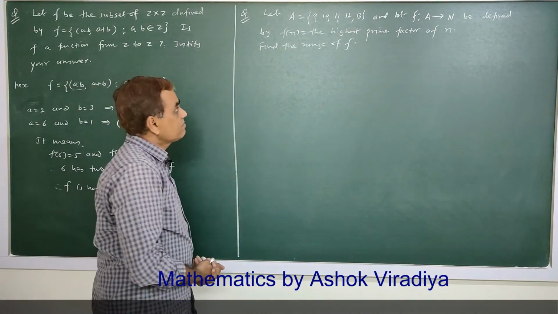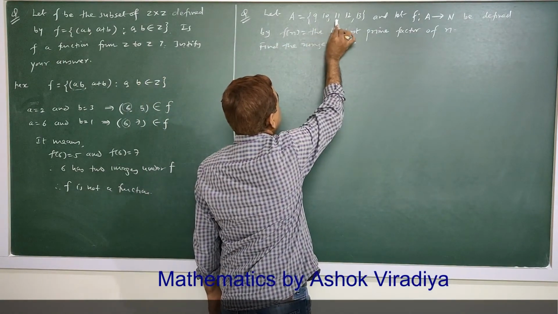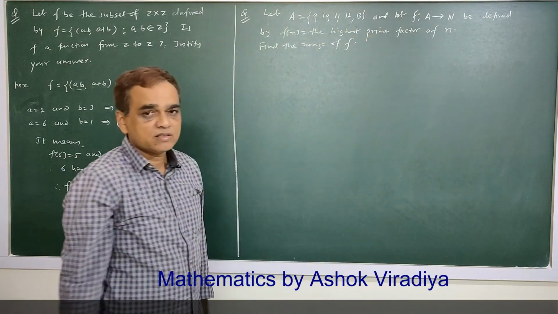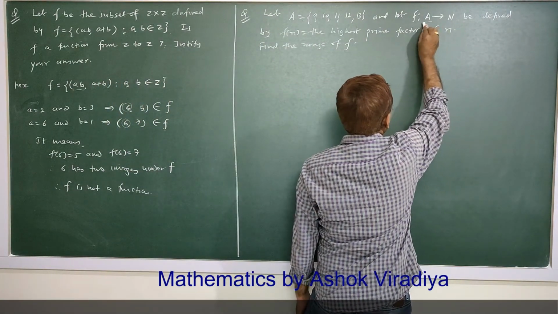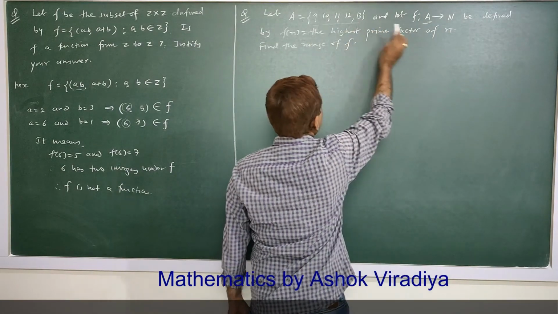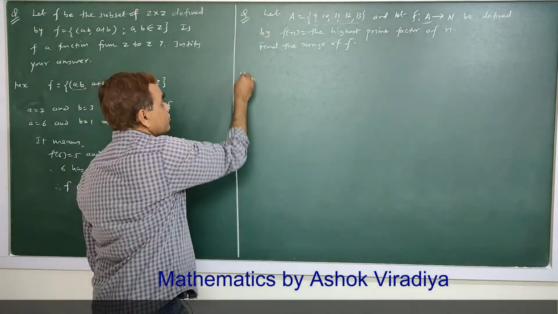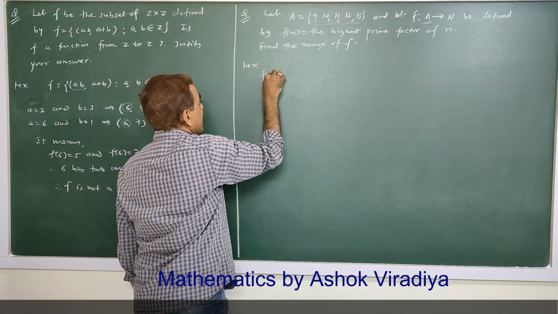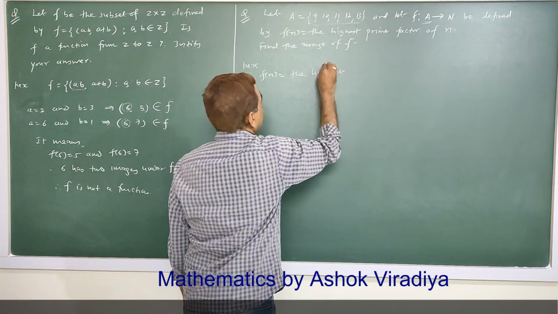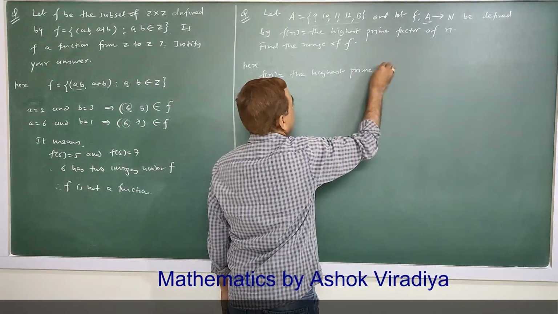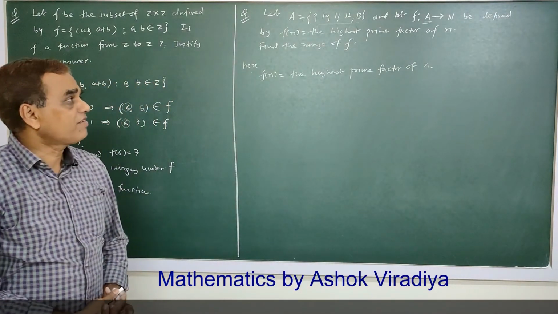Now in this question, A is the set of these numbers 9, 10, 11, 12, 13. f is from A to N. A means the set containing these numbers. Codomain is the set of natural numbers. And this function is defined by f of n equal to the highest prime factor of n.